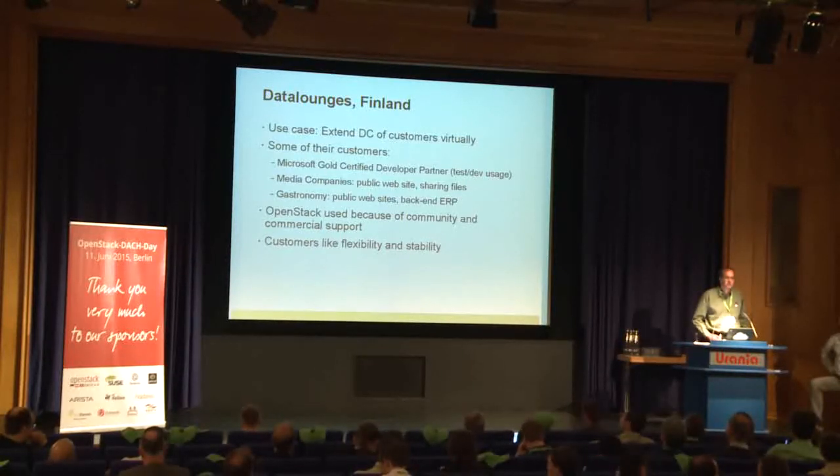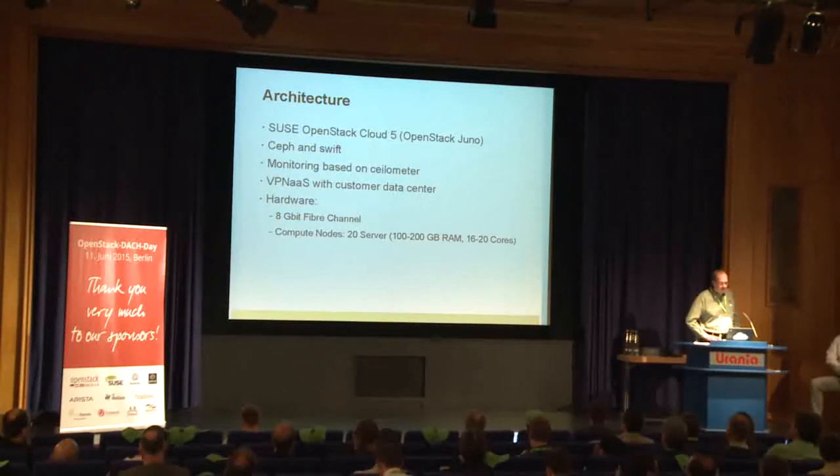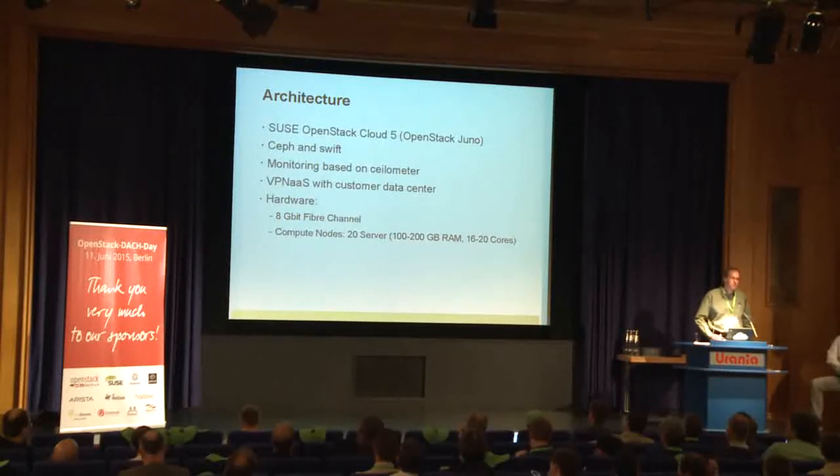They decided to go with OpenStack because of the great community and also the commercial support they get. And the customers like the flexibility and the stability that it gives them. They are in production since March now with Juno base. They use both Ceph and Swift. They started first with Swift to only allow the sharing of data and are using now Ceph as a backend in the architecture for the volume storage. I think they are going to switch completely to Ceph at one point.